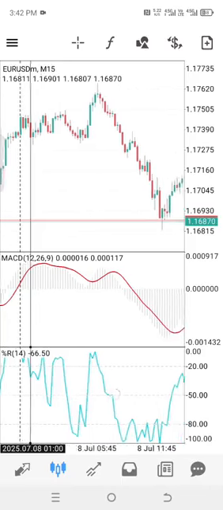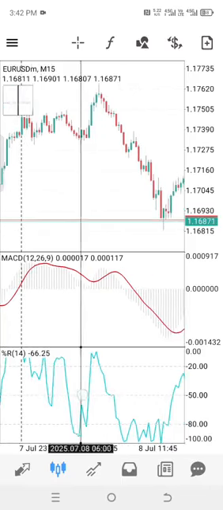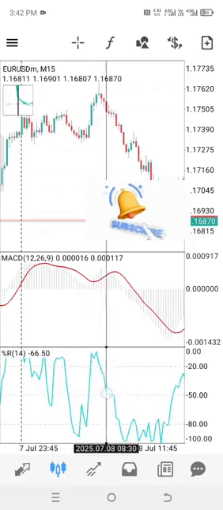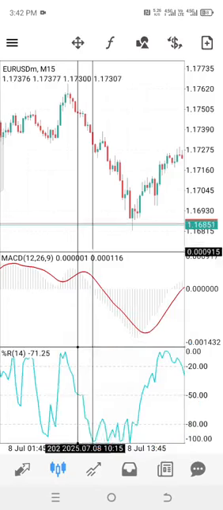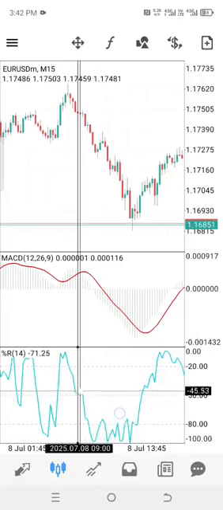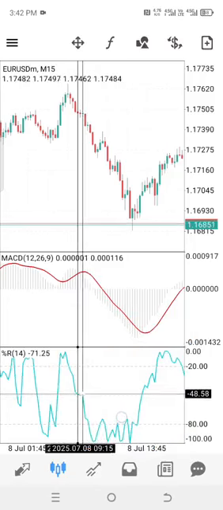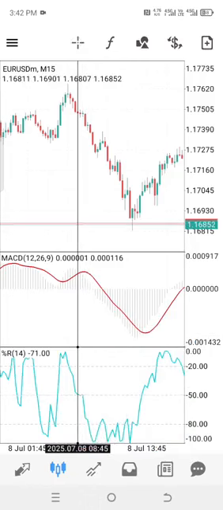So you would have waited for the market to go back again, and as you can see, just have a look at the time. This is exactly 8:45, 9 a.m., so that is the London open. That is the time that the market has already opened for you to trade properly.